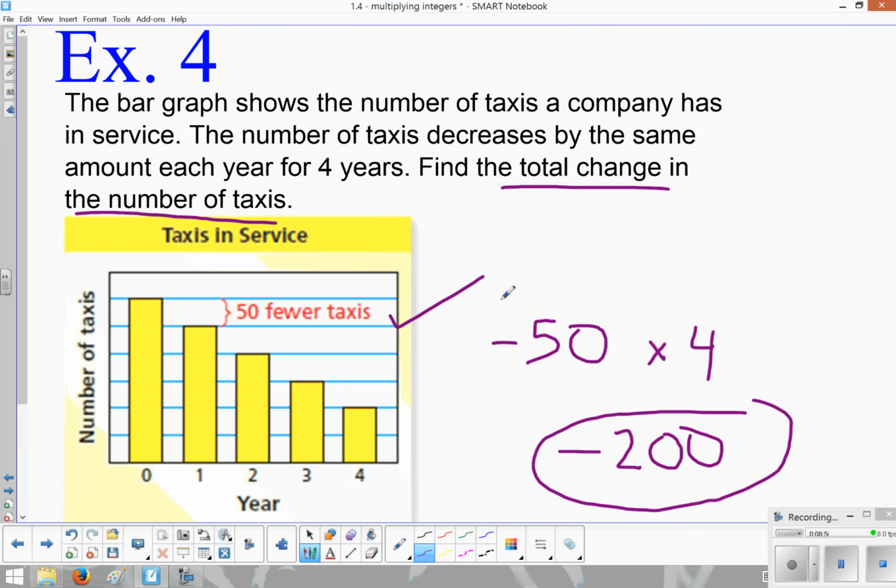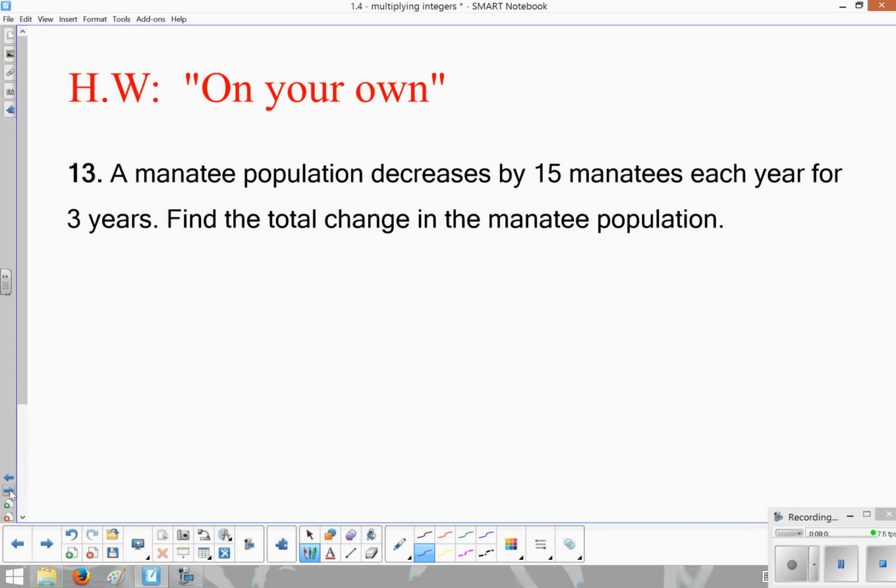Did that make sense? If it didn't make sense, go ahead and press pause and replay it again. Okay? All right, using the same idea from this story problem, solve this story problem on your own, on the same paper that you were doing your homework on. Again, notes will be on notes, homework on your own is on a separate sheet of paper.